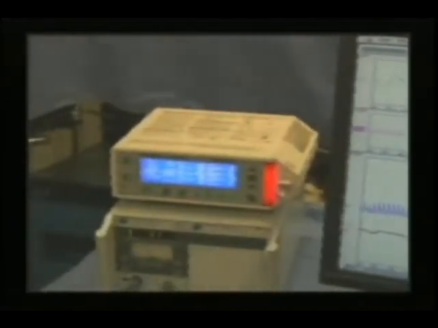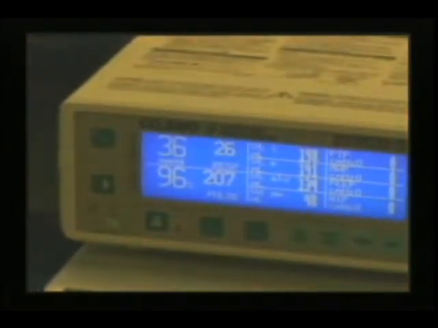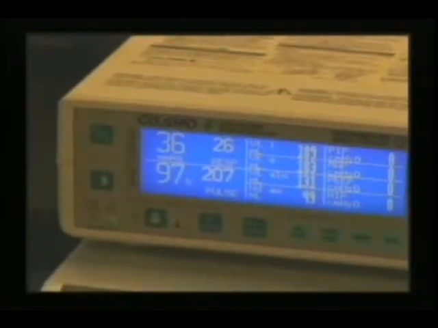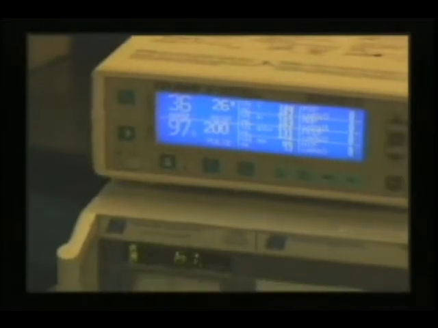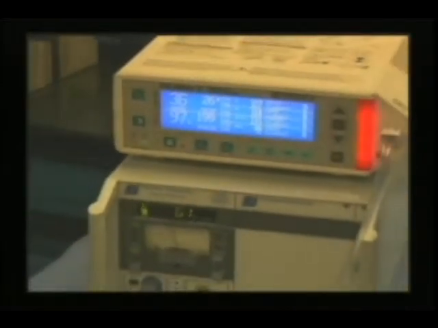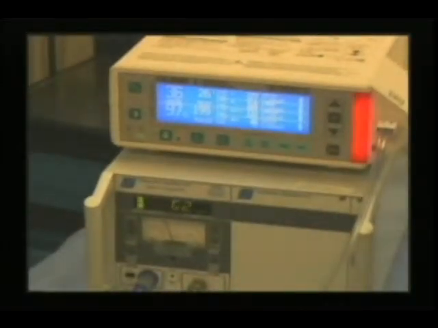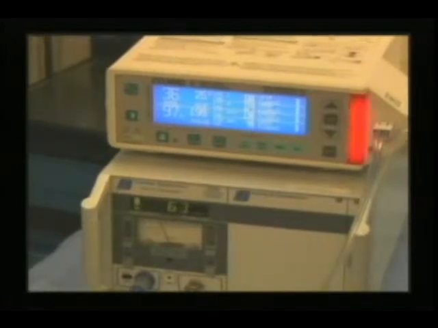5 minutes into recovery, the carotid artery blood flow mean value is approximately 62 ml per minute, end-tidal CO2 36, oxygen saturation 96%, heart rate 207 beats per minute, and the respiratory rate is 26 times per minute. Tidal volume is approximately 177 to 180 ml. We'll now place the ResQGuard on the pig.